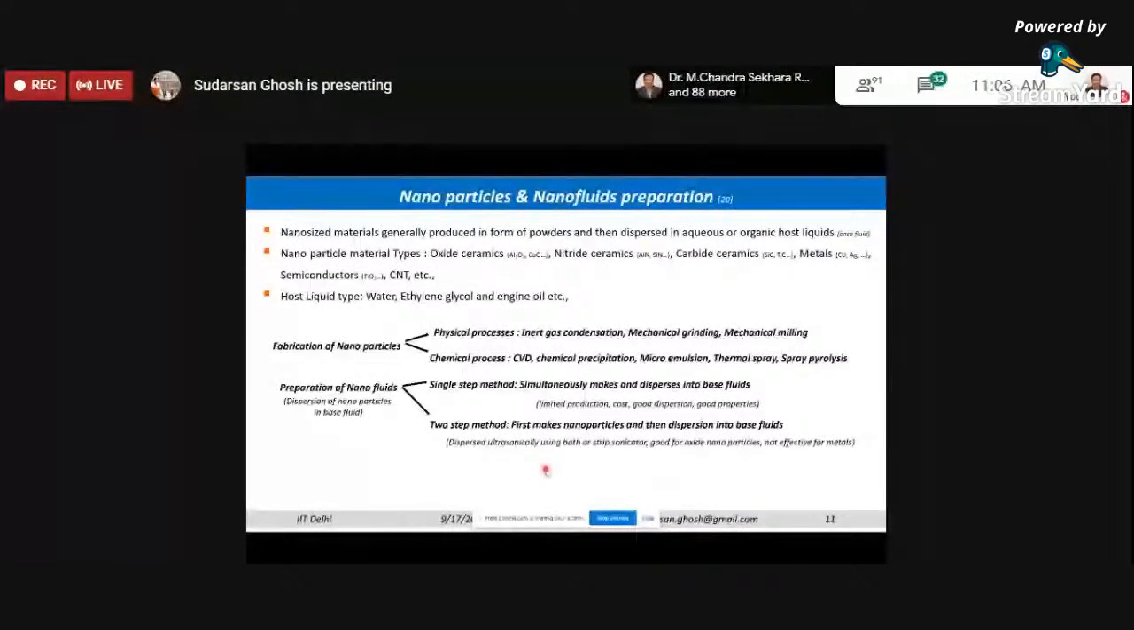But what we have observed is that this sonication works well for oxide-based nanoparticles. But when it comes to metal-based nanoparticles, this particular method is not very suitable. So that is our finding. We have not used the other variants, so we cannot comment on variants like nitride or thermites. So that we have not used.